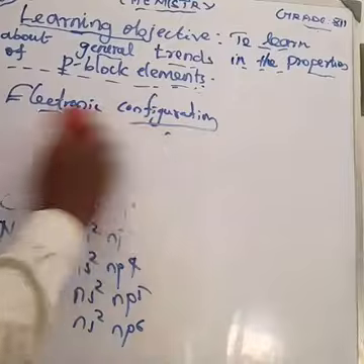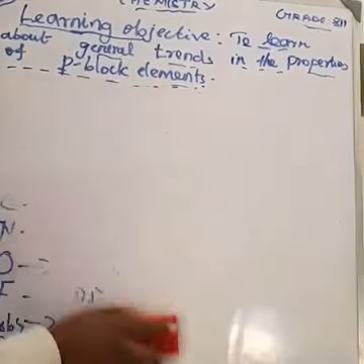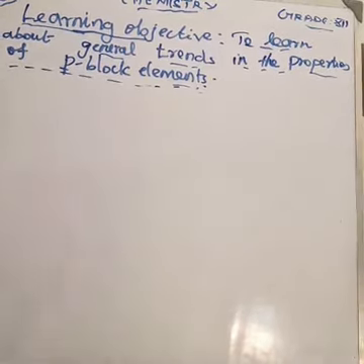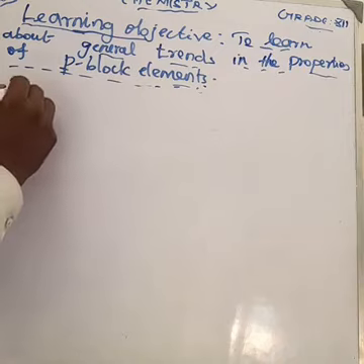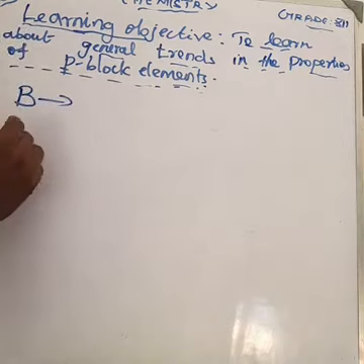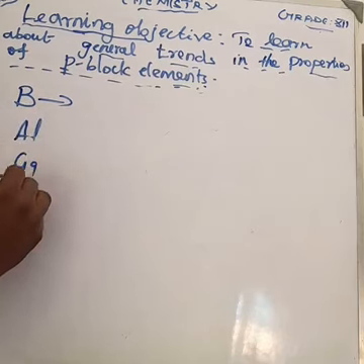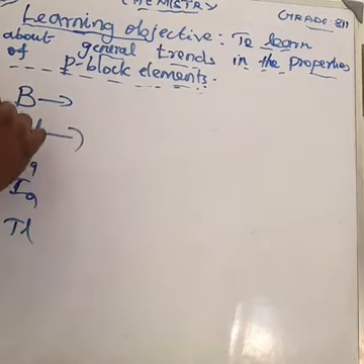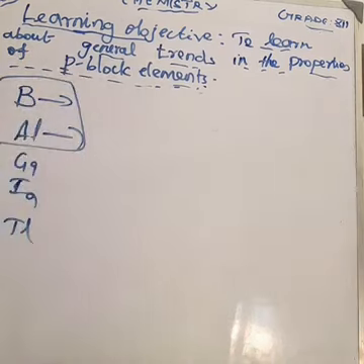Next, the elements of each group have a similar outer electronic configuration. First I am writing only 2 elements of the boron family. The boron family is boron, aluminum, gallium, indium and thallium. I am writing only the first 2 elements, that means boron and aluminum. What is the atomic number of boron? The atomic number of boron is 5.